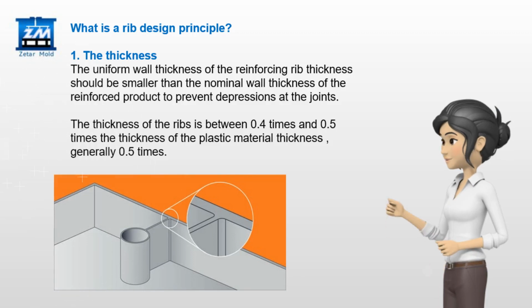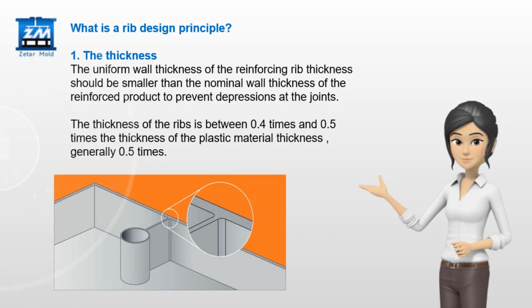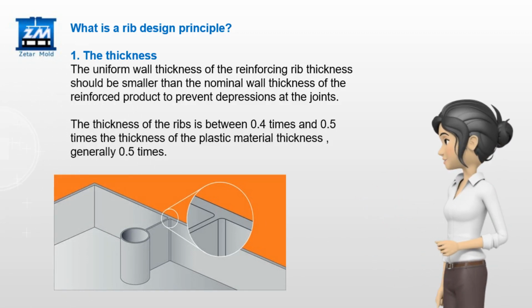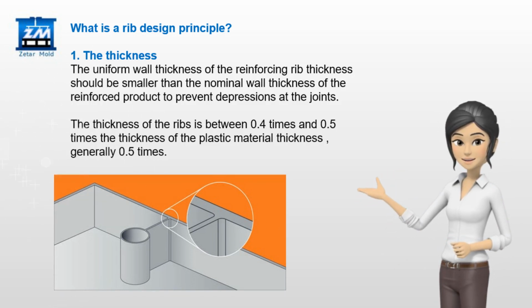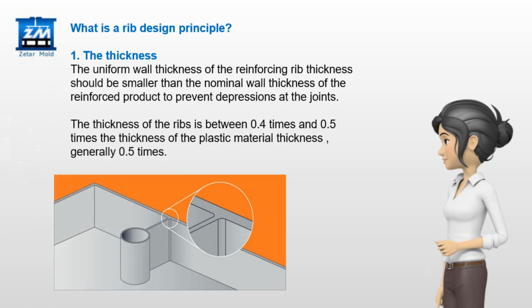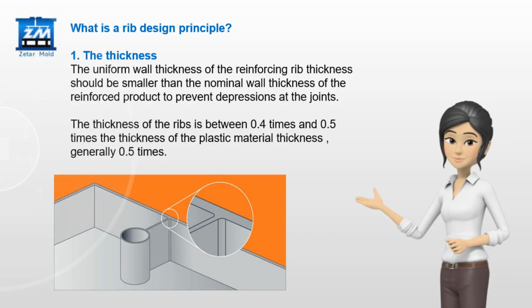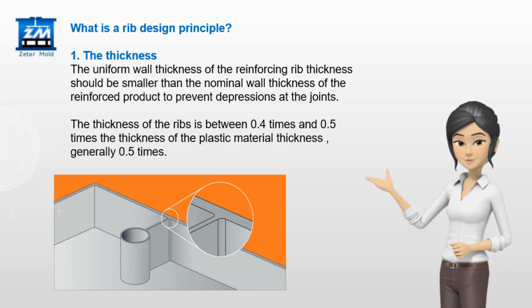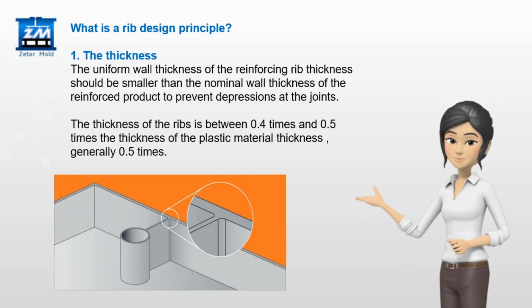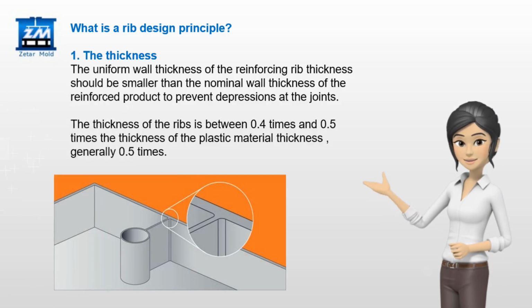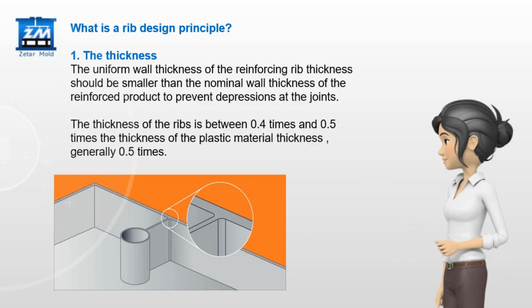What is a rib design principle? 1. The thickness: for uniform wall thickness, the reinforcing rib thickness should be smaller than the nominal wall thickness of the reinforced product to prevent depressions at the joints. The thickness of the ribs is between 0.4 times and 0.5 times the thickness of the plastic material, generally 0.5 times.